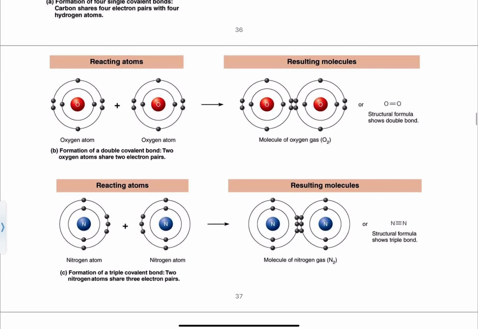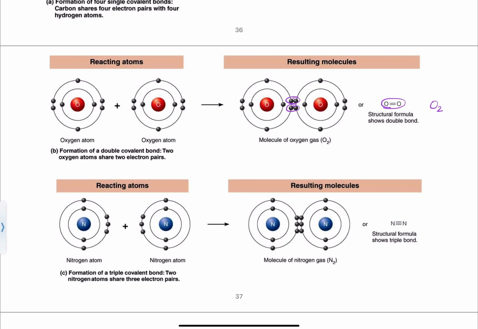Here are some other examples. When we talk about molecular oxygen, oxygen in our atmosphere does not exist as a single atom. Instead, it is covalently bound to another oxygen atom, so it would be O2. You can see 2 oxygens combined together, and they share 2 pairs of electrons, so they form what's called a double bond. And a double bond is kind of drawn like an equal sign.